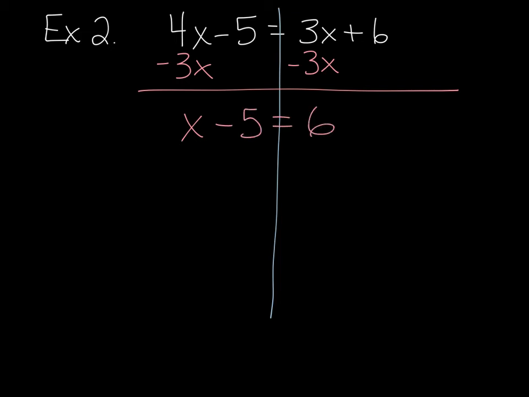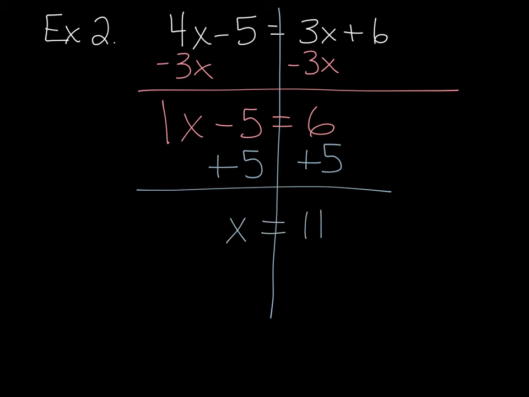And yes, if you would like to still write that 1x, that is totally fine if that makes you more comfortable. And then again, I need to get the x all by itself. So I simply have to add 5 to both sides. And I am left with x is equal to 11.